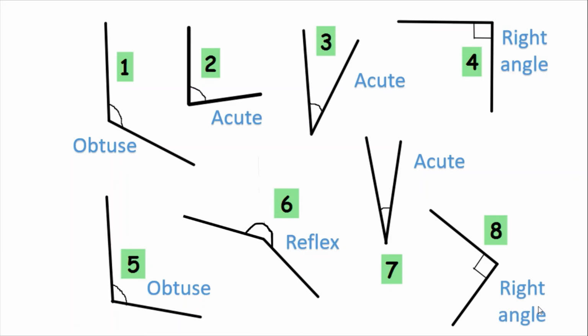Again, we've got the telltale sign of the square box in the corner. Sometimes it's not always there, and so you would have to work it out a different way, but that is a very good sign that it is a right angle.